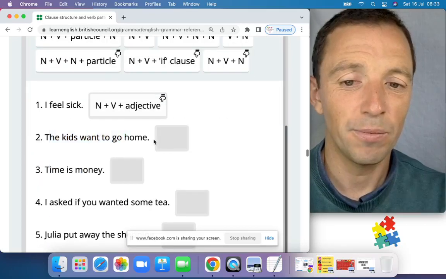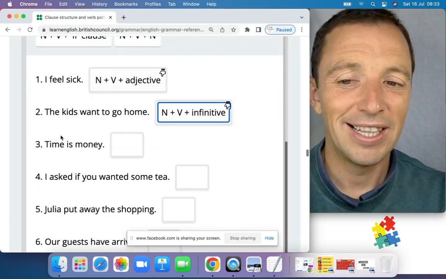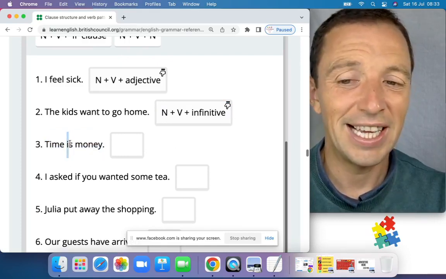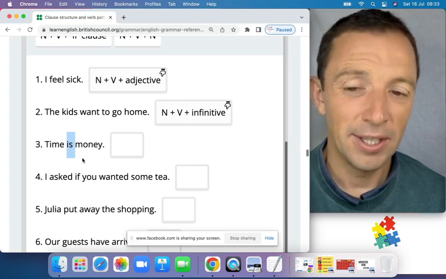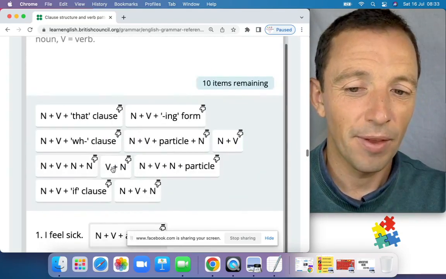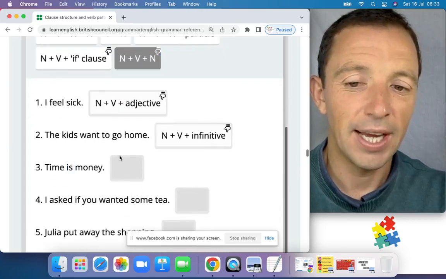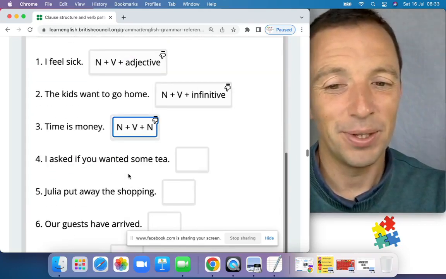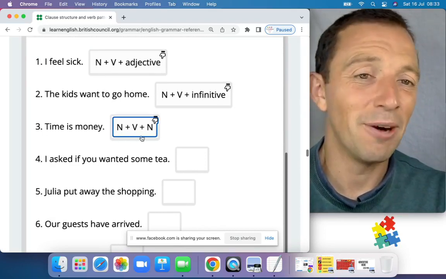Okay, well, I think we're doing well. Time is money is a very famous expression. Time is the subject, is the verb, and money is an object, but it's noun, verb, noun. And that is known as, I forget the category, but I think we know it's noun, verb, noun.